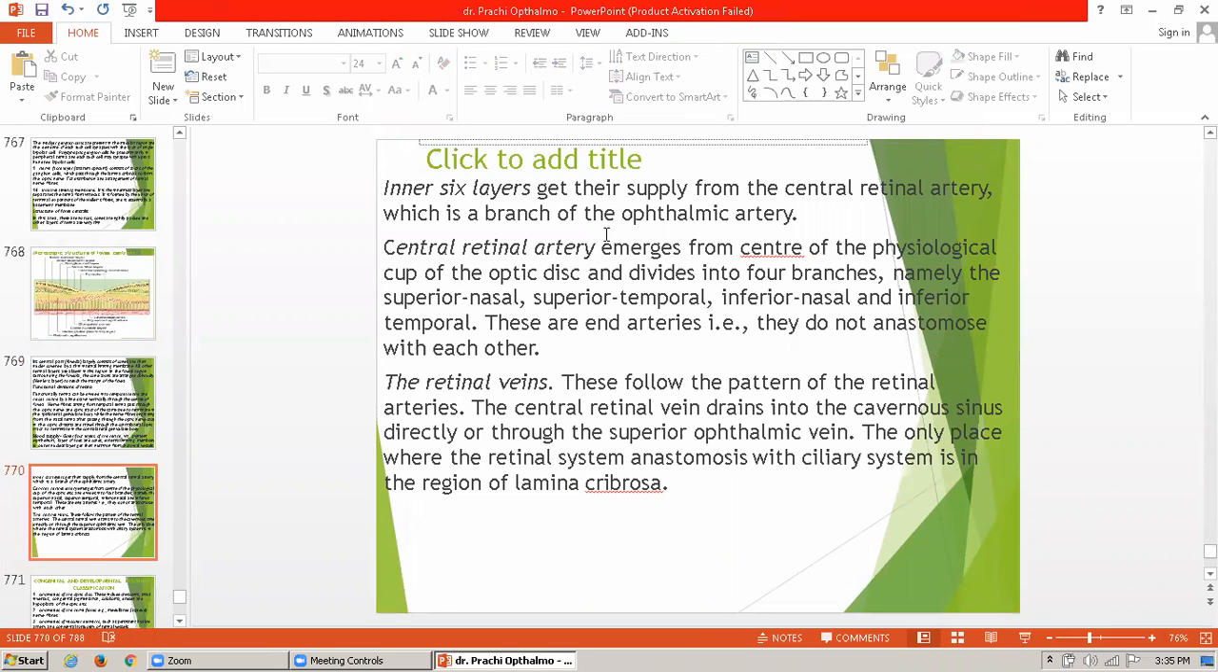The inner six layers get their supply from the central retinal artery, which is the main branch of the ophthalmic artery. So these inner six layers have their supply from the central retinal artery, a branch of the ophthalmic artery.